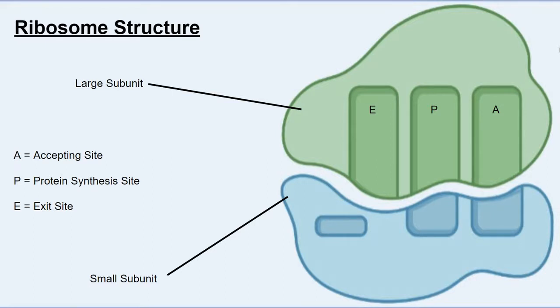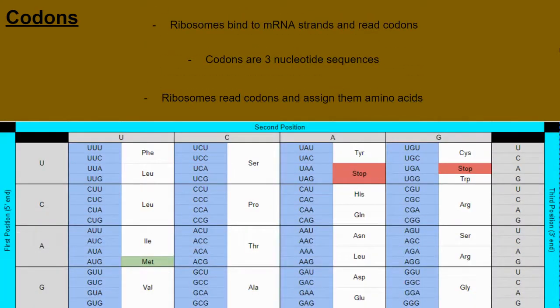To translate mRNA, a ribosome binds to an mRNA strand and reads it in a three nucleotide sequence called a codon. There's 64 different codon combinations, which code for 20 different amino acids. This is an amino acid table, but you really won't have to worry about memorizing it. You'll almost always be provided with one.